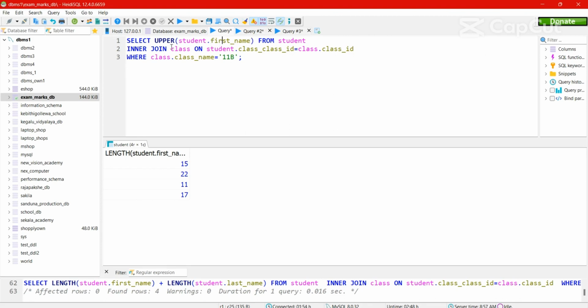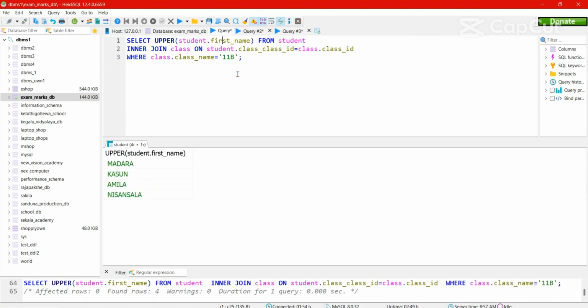After that I have joined the class table because I am given condition telling that we need to get the results of the 11B students. So this is the query. Let's execute. So you can see here we got all the names, all 4 names in capital letters. Madara, Kasun, Amila, Nisansala, everyone in uppercase. That means in the capital letters. So this is the answer for the fourth question.